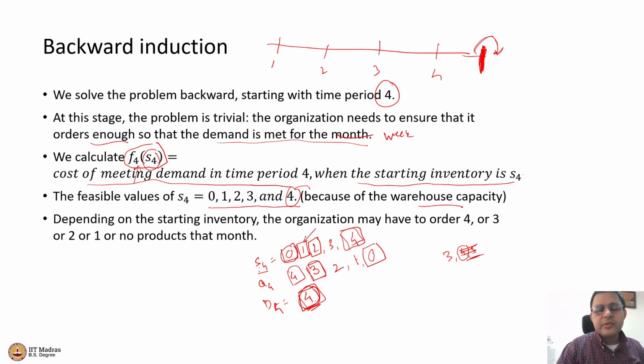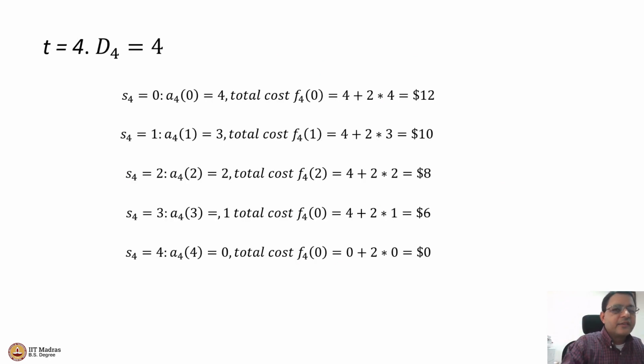Right, so those are the admissible values of A4 depending on the value of S4, because there is a restriction that I must meet the demand in the fourth time period. Actually, there is a restriction that I must meet the demand in every time period. Okay, so this is how the calculations are going to go, right? When S4 is 0, I must order 4 products. So A4 of 0, what is A4? This is essentially A4, S4.